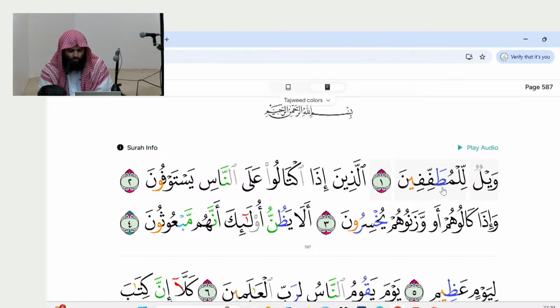Notice the ta is in blue. Why is it blue? It's a heavy letter.